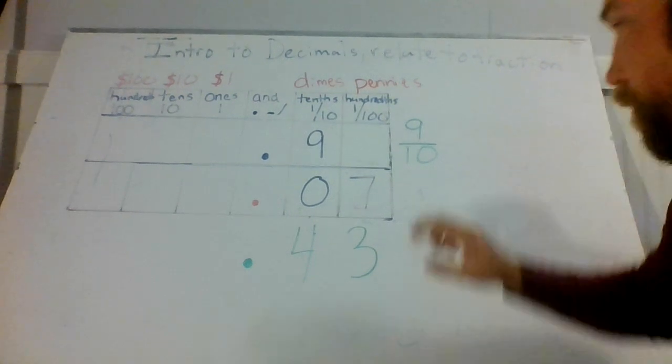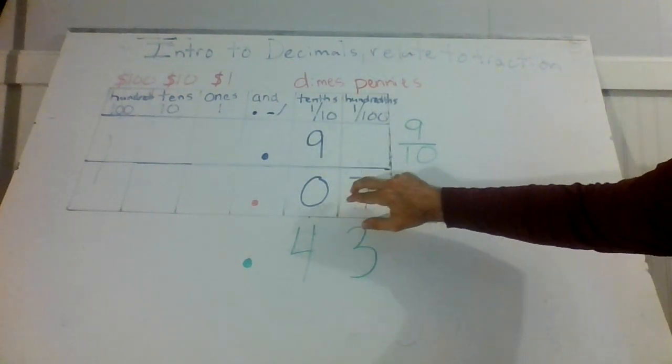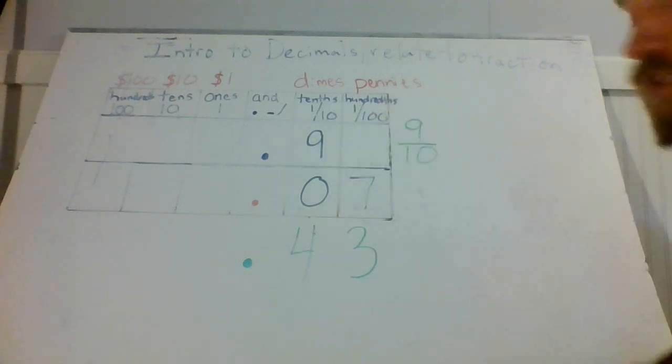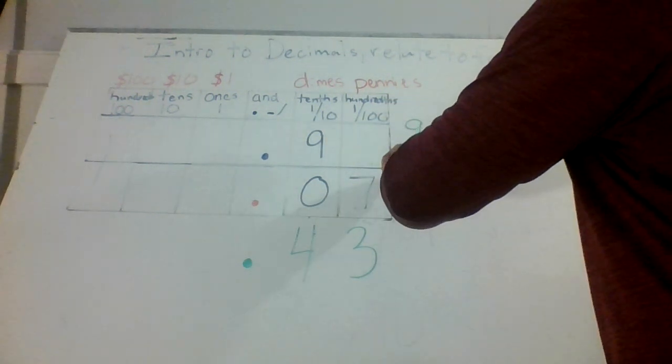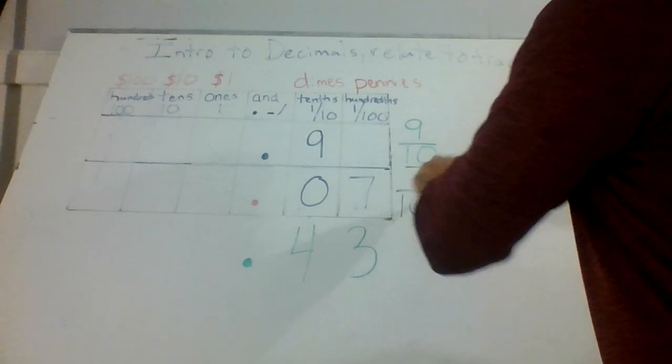Here I have the number 7. What place is it in? There's a 0 in the tenths, and then the 7 is in the hundredths place. So again, fraction-wise, I would call that 7 over 100.